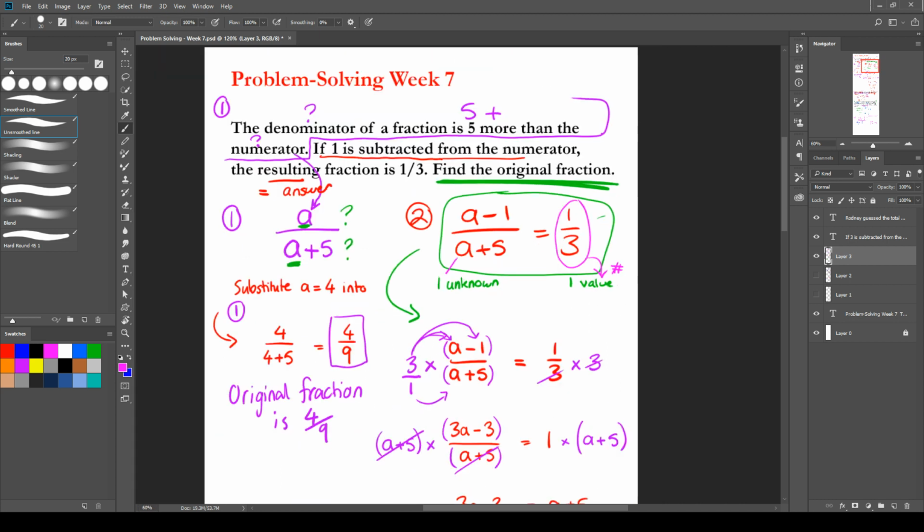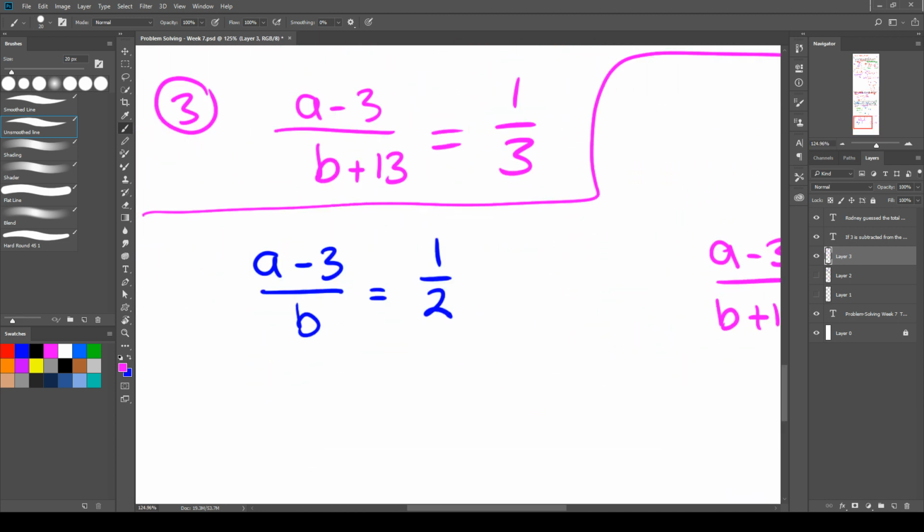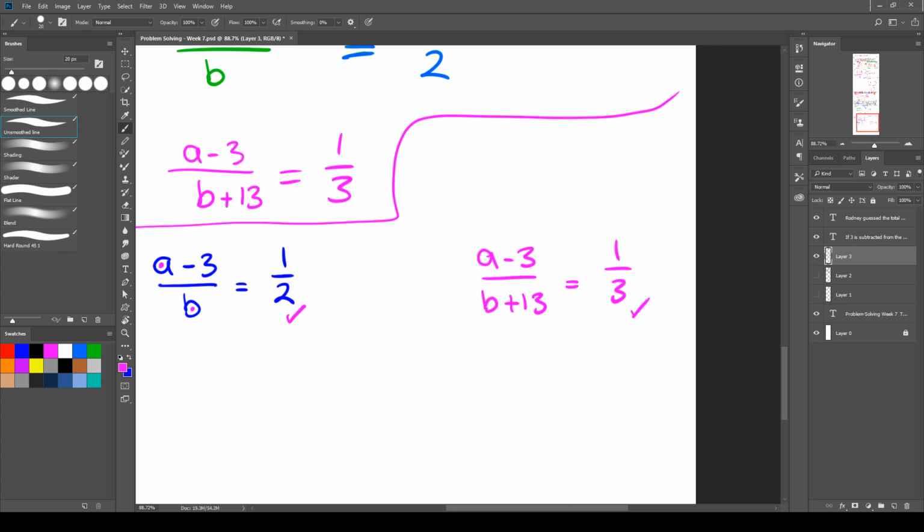Come on, come back to me. Right. Here, I have two unknowns. So you can see we've got the letter A and we've got the letter B. These are two unknowns, but I'm given one value over here, and I'm also given one value over here. So I should be able to work things out to find what each of those unknowns is.